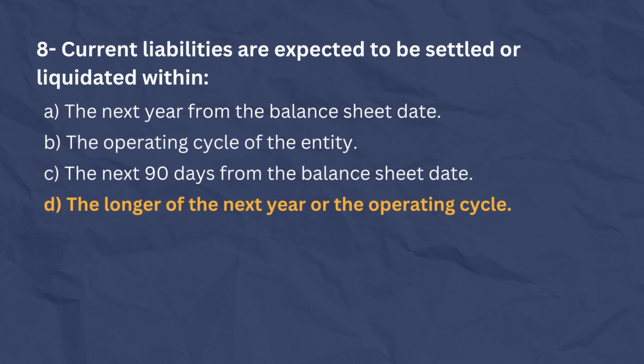The correct answer is D. Current liabilities represent obligations that are expected to be settled within the operating cycle or the next year, whichever is longer. They typically include accounts payable, accrued expenses, and short-term borrowings.